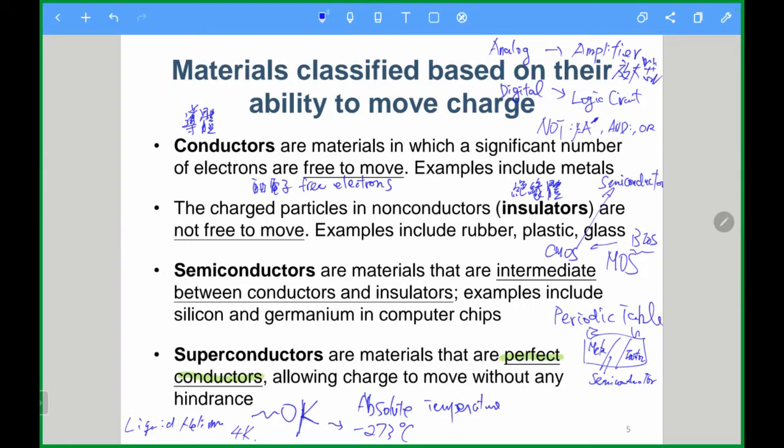So the superconductor might be useful for something like quantum computing, but it will be really difficult. So we will not cover it, just try to cover the classification of the materials only.